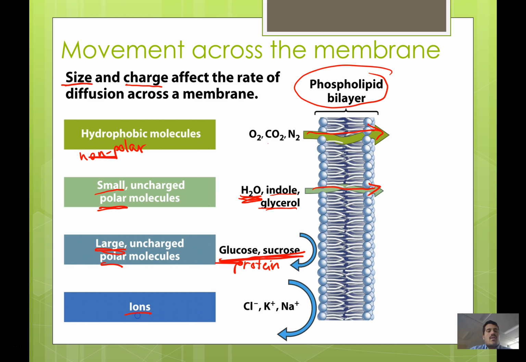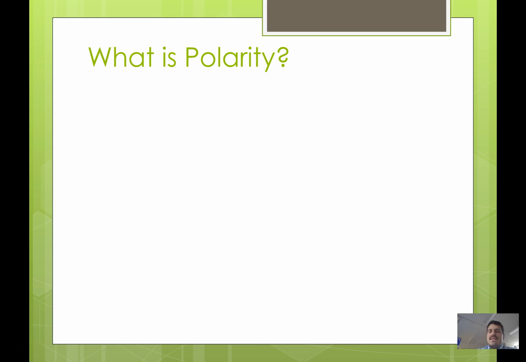And then lastly, ions, all right, because ions have this charge next to them, this negative or this positive charge, and that doesn't allow them to pass through the membrane. Why doesn't it allow them to pass through membranes? Because of what we call polarity. All right, and polarity is all about water.